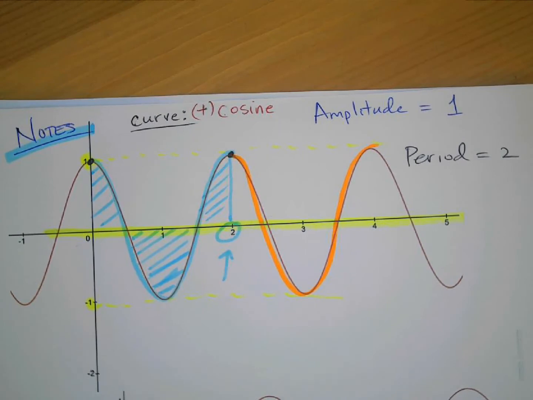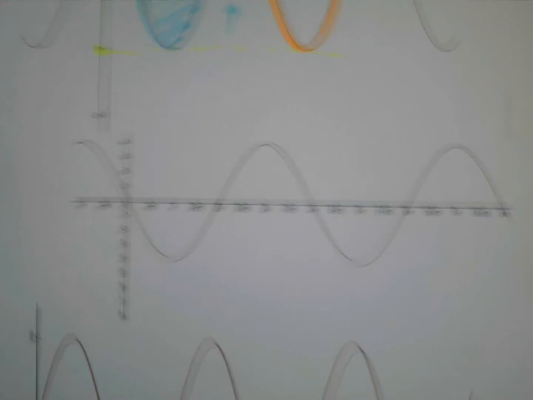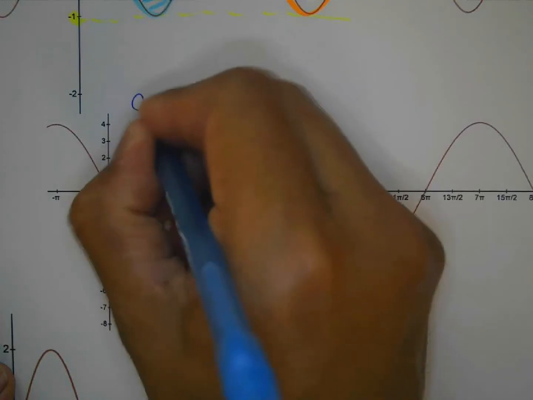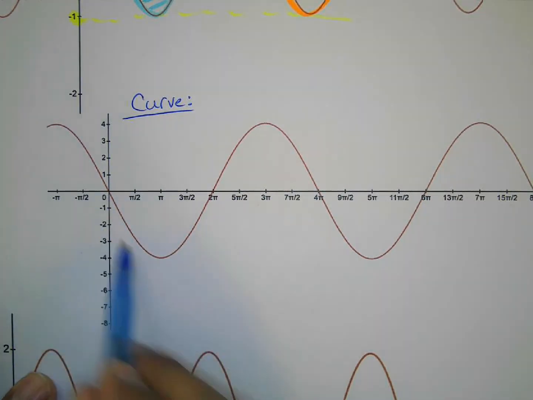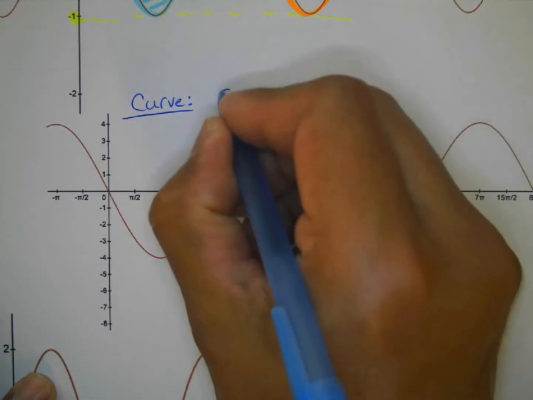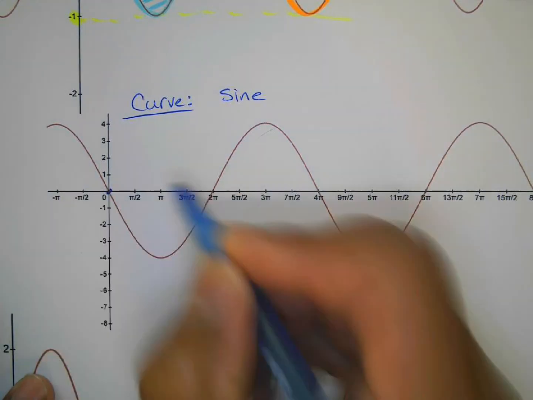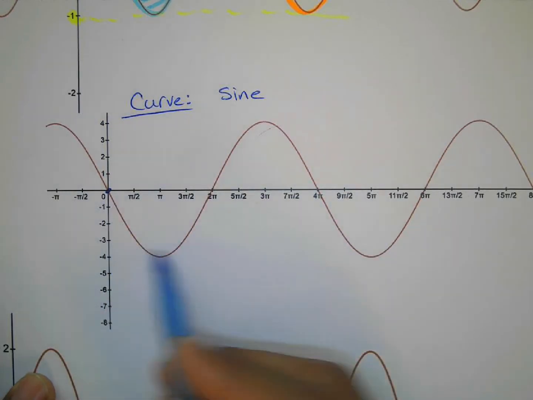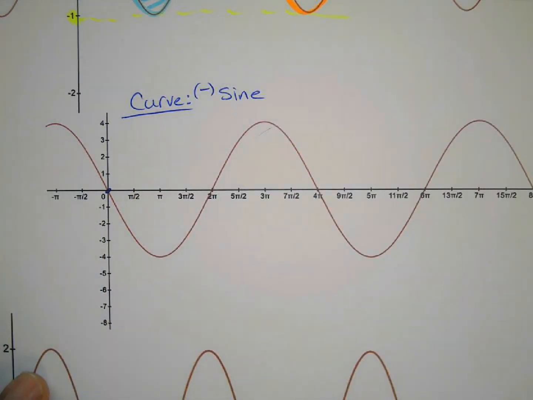Okay. All right, let's look at the second one. Let's identify the curve first. What curve is this? Well, it is going through 0, 0, so that is a sine curve. But don't go away just yet. Is this a positive sine curve or a negative sine curve? It goes through the origin, but is it going up? If it's going up and then over, it's positive. Well, this one's not. It starts down first, so this is a negative sine curve.